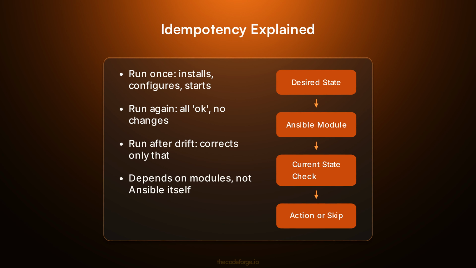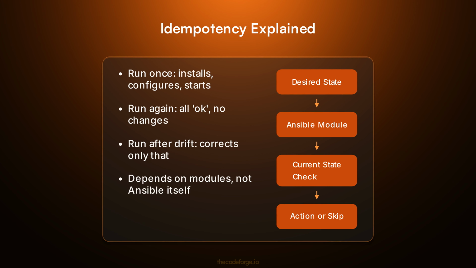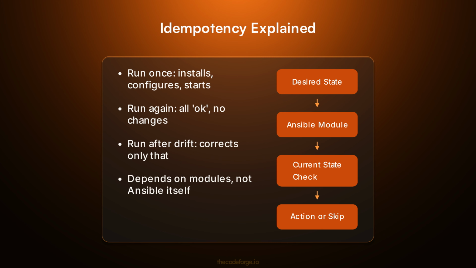Idempotency is the property that makes a playbook safe to run repeatedly. Run it once. Ansible installs Nginx, deploys the config, starts the service. Run it again immediately. Ansible checks each state, confirms everything matches, reports OK on every task, and exits without changing anything. This property is what enables you to use Ansible as a continuous enforcement mechanism.